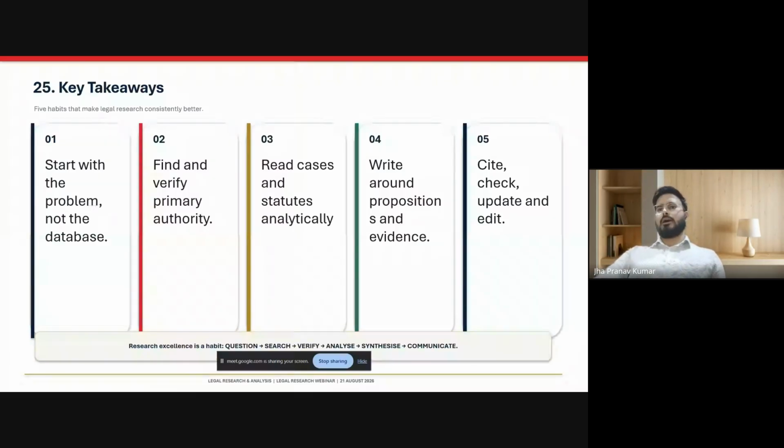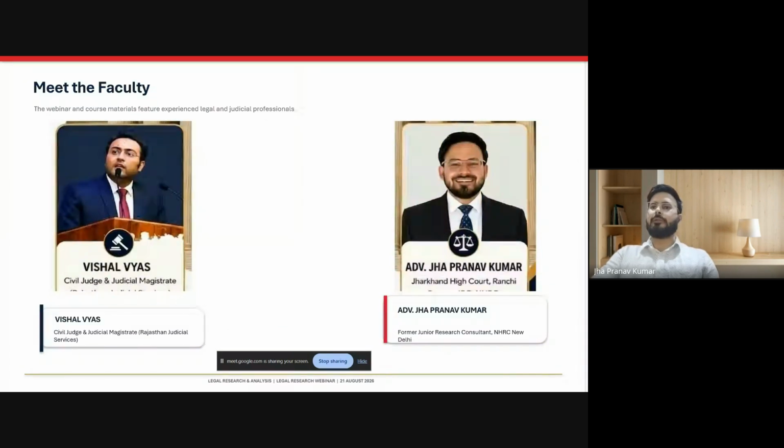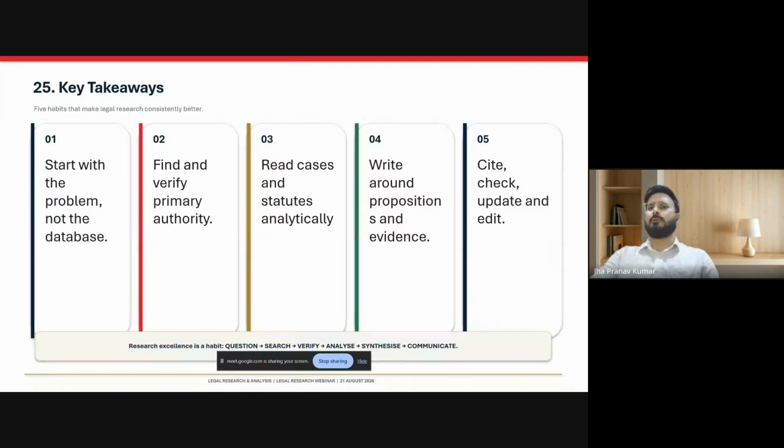देखो, की टेकअवेज आप समझ सकते हो इस पूरे प्रोसेस से कि आपको बहुत क्लियर होना होगा अपने रिसर्च प्रॉब्लम्स के साथ. You need to be very clear about how you're going to find and verify your primary authorities. You need to read the cases and the statutes analytically. Also, you need to write down the propositions, and you need to also cite and keep on updating it. I think that we are done with the process.